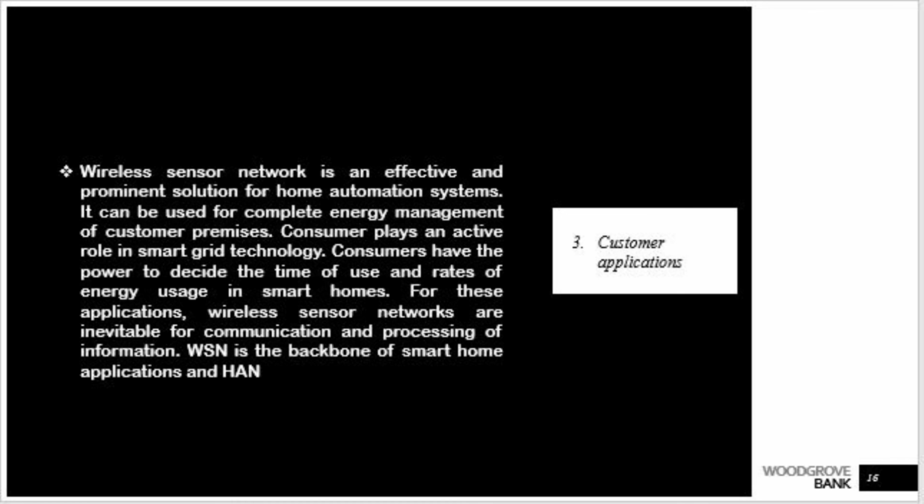The last one is customer application. Wireless sensor network is an effective and prominent solution for home automation system. It can be used for complete energy management of customer premise. Consumers play an active role in smart grid technology. Consumers have the power to decide the time of use and rate of energy use in smart home. For this application, wireless sensor networks are inevitable for communication and processing of information. Wireless sensor network is the backbone of smart home application and HANs.